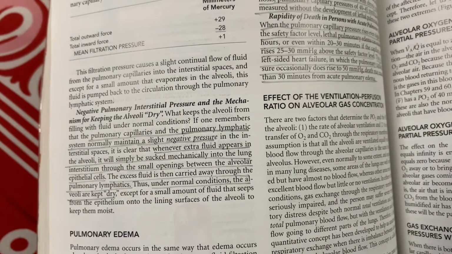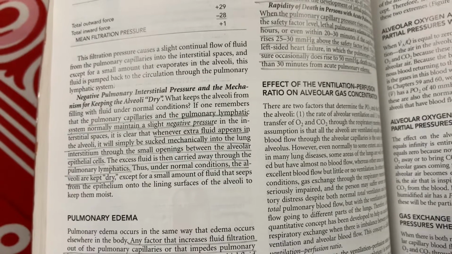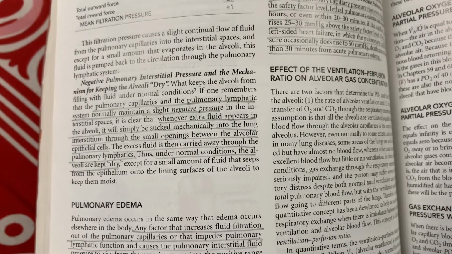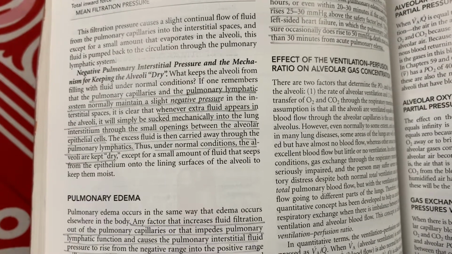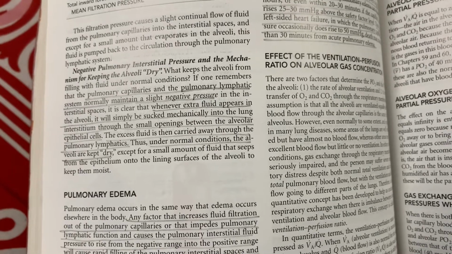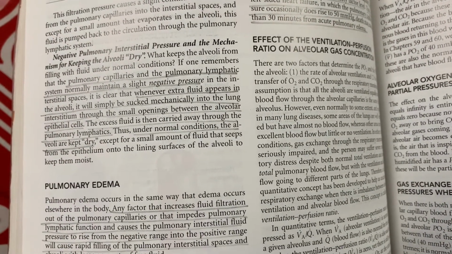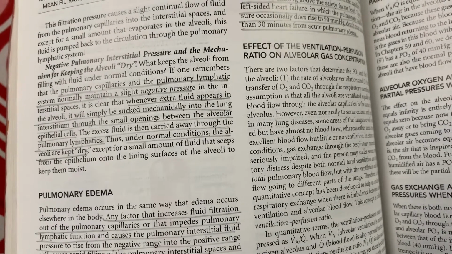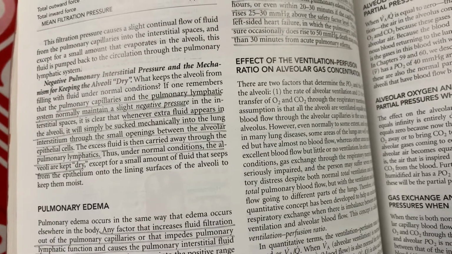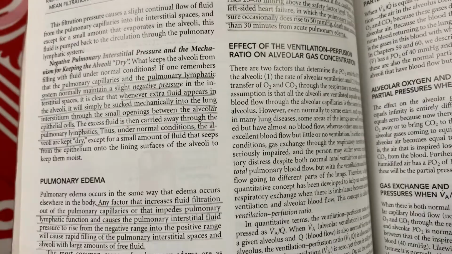Negative pulmonary interstitial pressure and the mechanism for keeping the alveoli dry. What keeps the alveoli from filling with fluid under normal conditions? The pulmonary capillaries and the pulmonary lymphatic system normally maintain a slight negative pressure in the interstitial spaces. Whenever extra fluid appears in the alveoli, it will simply be sucked mechanically into the lung interstitium through the small openings between the alveolar epithelial cells. The excess fluid is then carried away through the pulmonary lymphatics. Thus, under normal conditions, the alveoli are kept dry.